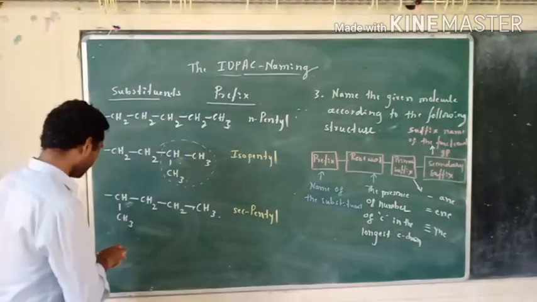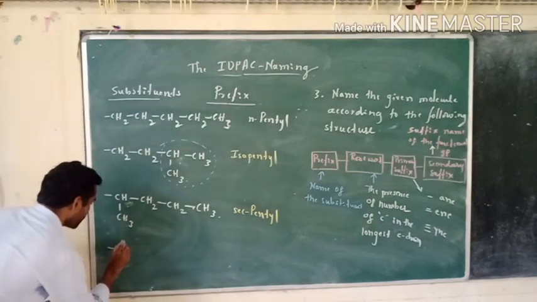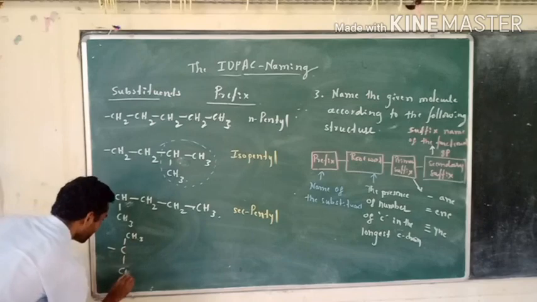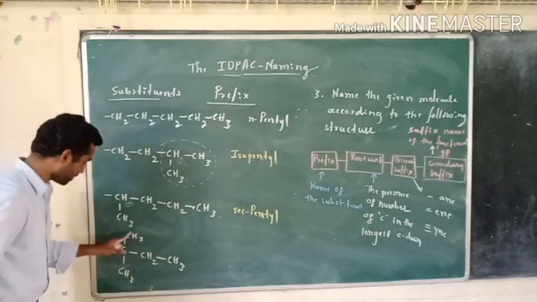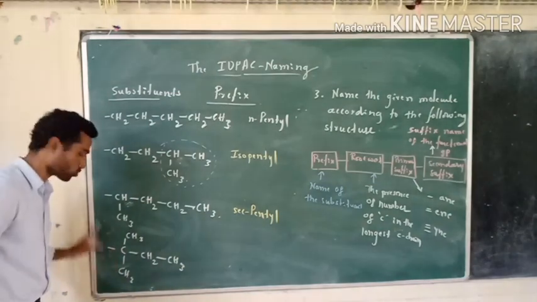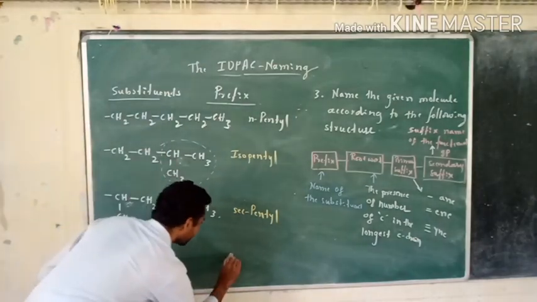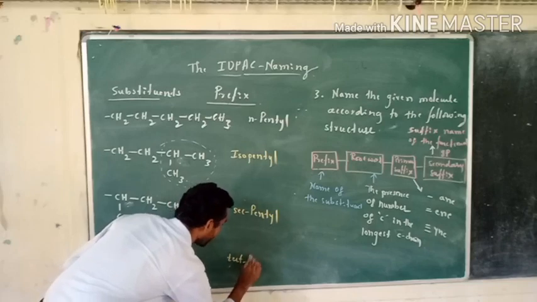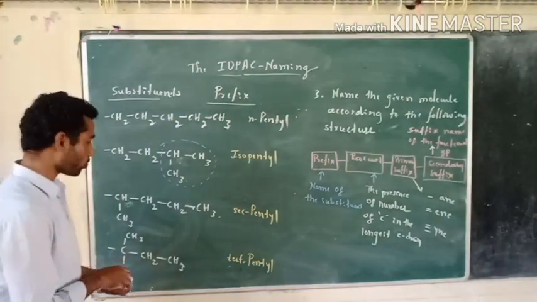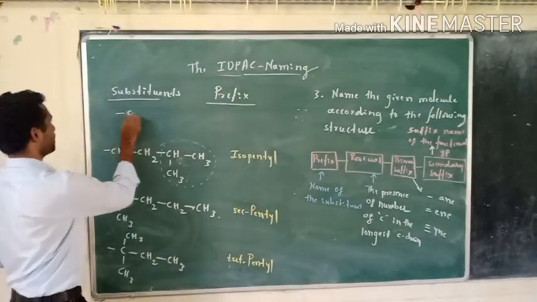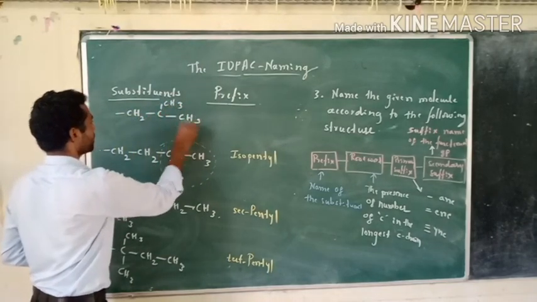Secondary pentyl. If the molecule is like this, CH3, CH3, CH2, CH2, a pentyl group, but the carbon through which it is attached to the main chain is a tertiary carbon. Therefore, the name of this substituent is tertiary pentyl. So one more molecule I can write, CH2, CH3, CH3, CH3.